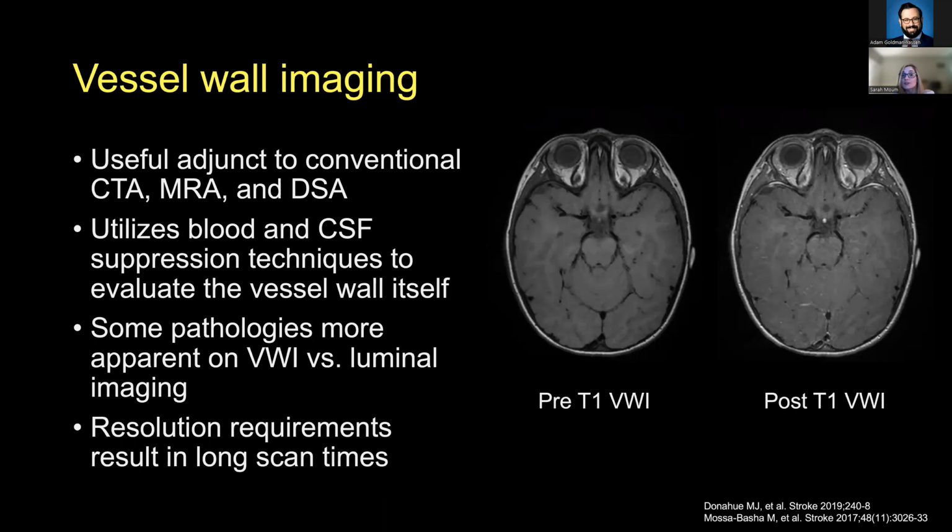So conventional angiography techniques like CTA, MRA, DSA assess the vessel lumen. Vessel wall imaging is unique in that it evaluates the wall of the vessel itself. Vessel wall imaging can be a useful adjunct to these more conventional angiography techniques and can help identify vessel inflammation in the setting of suspected vasculitis or inflammatory focal cerebral arteriopathy.